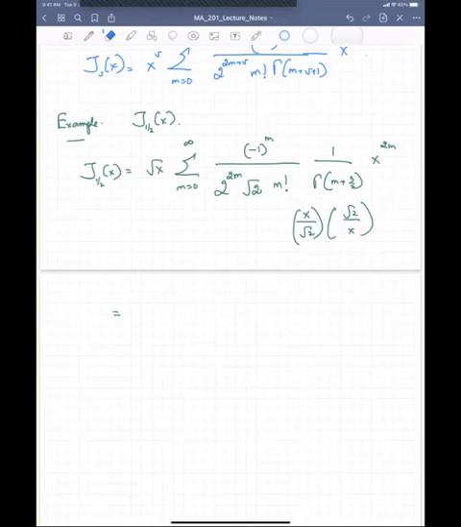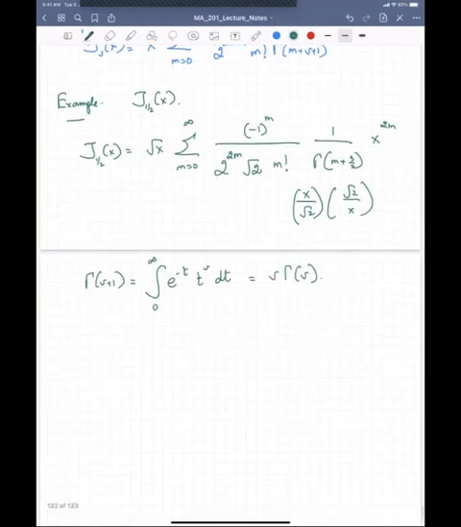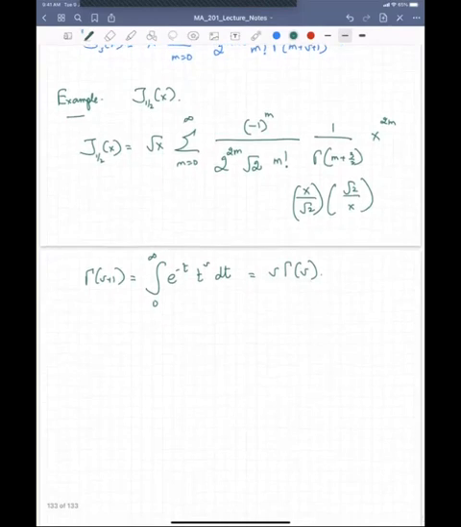And I should also, before proceeding, tell you that this gamma function can also be evaluated. Remember that gamma of nu plus 1, which is defined as the integral from 0 to infinity of e to the minus t, t to the nu dt, is actually equal to nu times gamma of nu. So what is J_half?